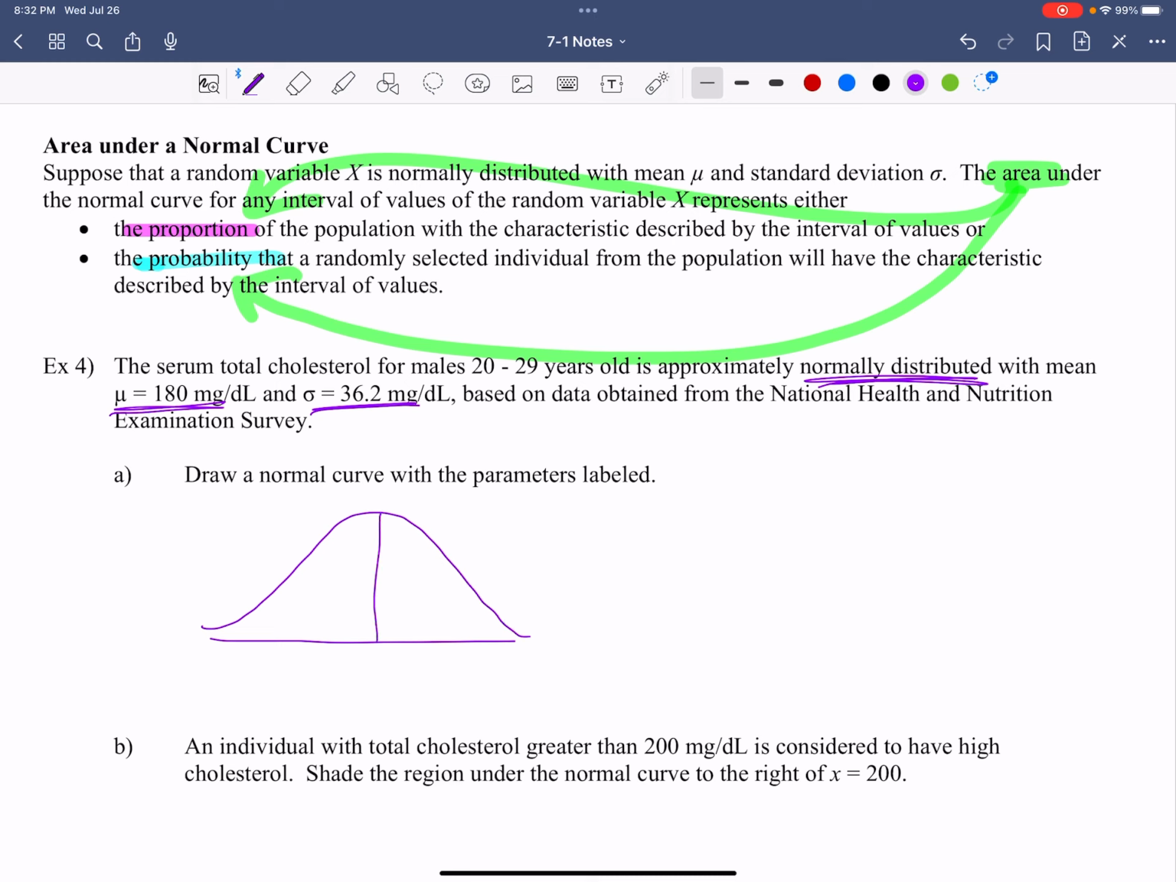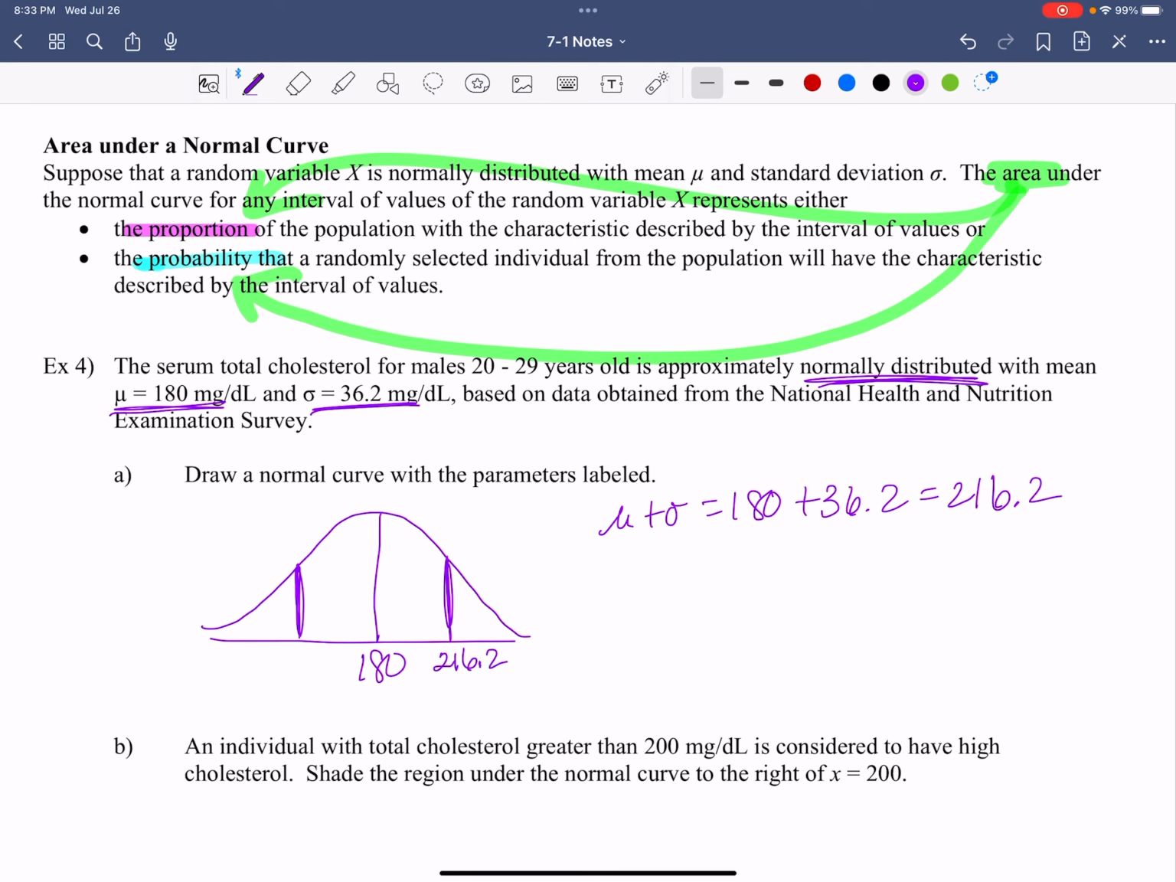So we know the mean is in the middle, and my mean for this is going to be 180. Then one standard deviation away, that's where those inflection points happen. That means I'm going to add one standard deviation, right? My mean plus one standard deviation would be 180 plus that 36.2. What is that? 216.2.